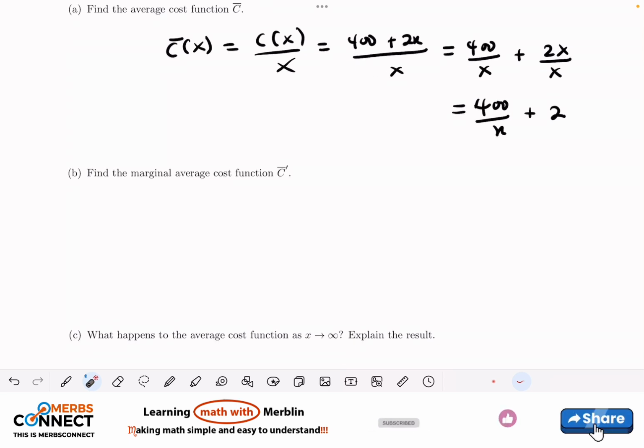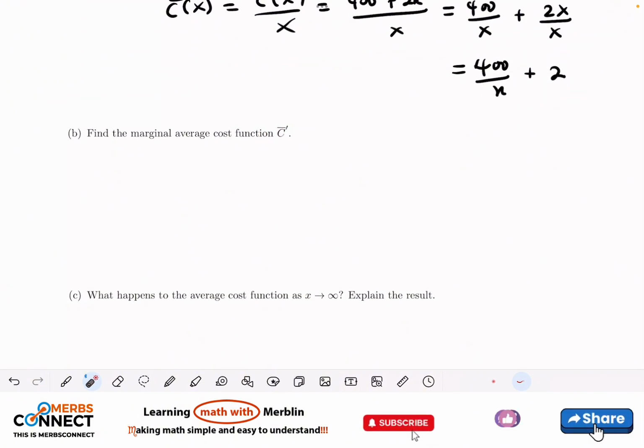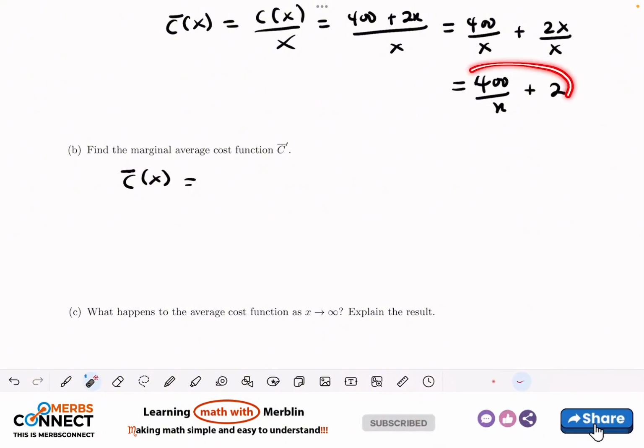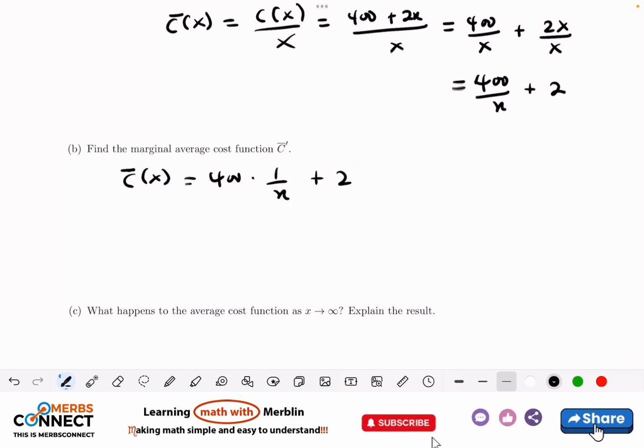Now for B, we want to look at the marginal average cost function, which is the C bar prime. So we just need to differentiate this function and then we are done, right? So what are we going to do? Now I'll rewrite the C bar function. We had this one to be this. Now this one can be written as 400 times 1 over x plus 2, right?